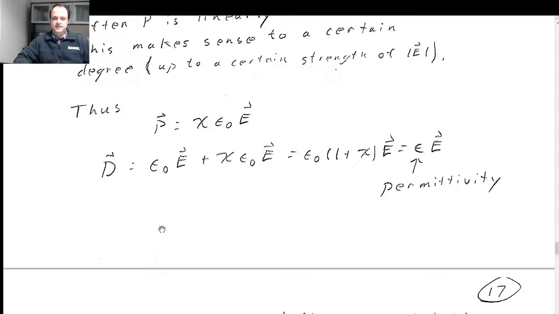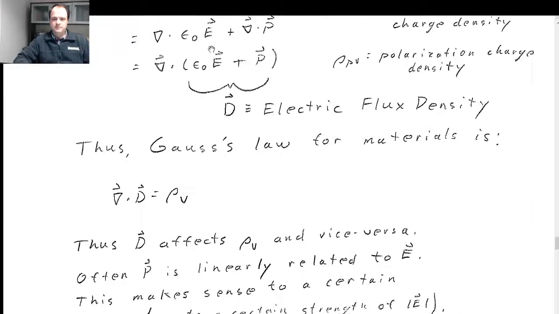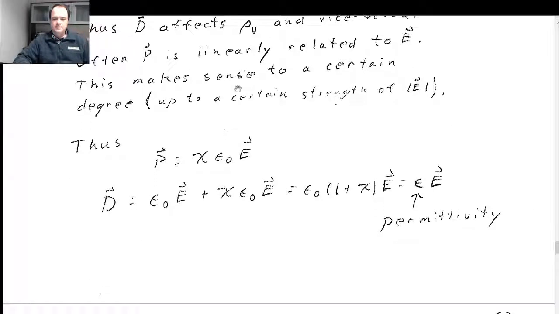So when you plug that into the equation above, you get D is equal to epsilon naught E plus P, which we're expressing as chi epsilon naught E. And you take the E out, and then you have this term right here, which we lump together in the term we call epsilon, which is called the permittivity of the material.